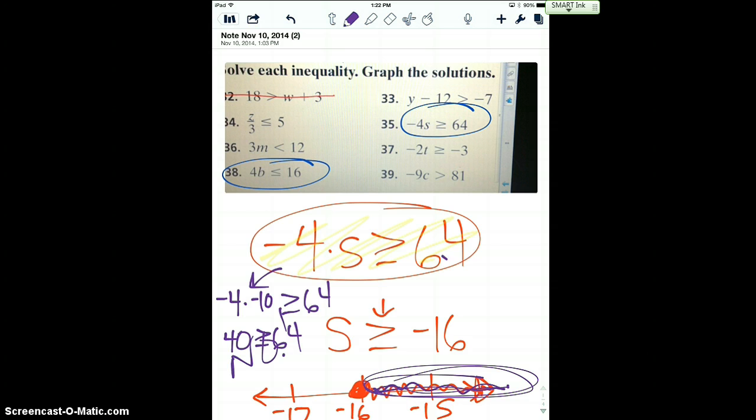Is this just a fluke? Let's try another one. Negative 4 times, what is another number that exists over here? 1 exists over there. So negative 4 times 1 is negative 4. Is that greater than or equal to 64? No again. Okay, so we're getting things that are in our solutions that are not working.